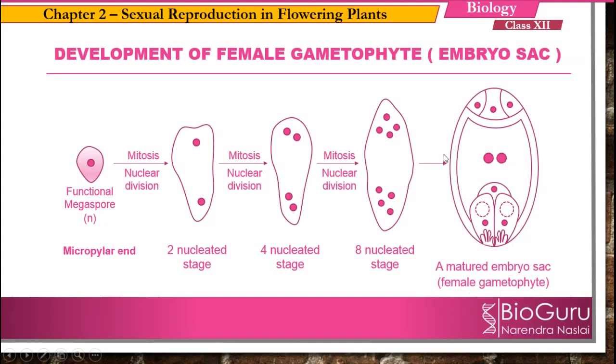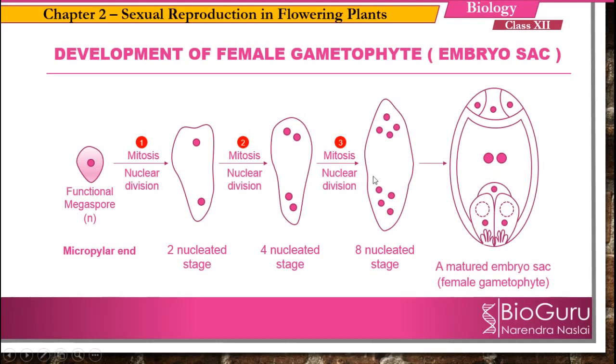Now the question is, after how many nuclear divisions from the functional megaspore is this mature embryo sac produced? Let us count. So here one nuclear division has taken place. There is one more nuclear division, that is second, and third. So total how many nuclear divisions have happened over here? 1, 2 and 3. So after 3 nuclear divisions, this functional megaspore is going to develop into a mature embryo sac, that is the female gametophyte.